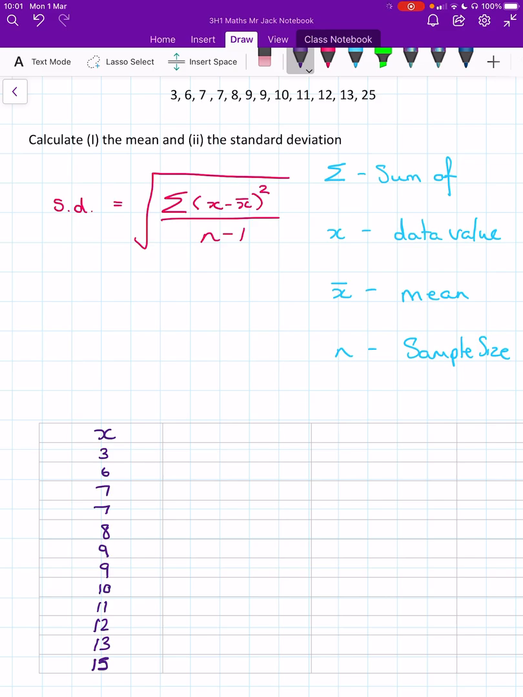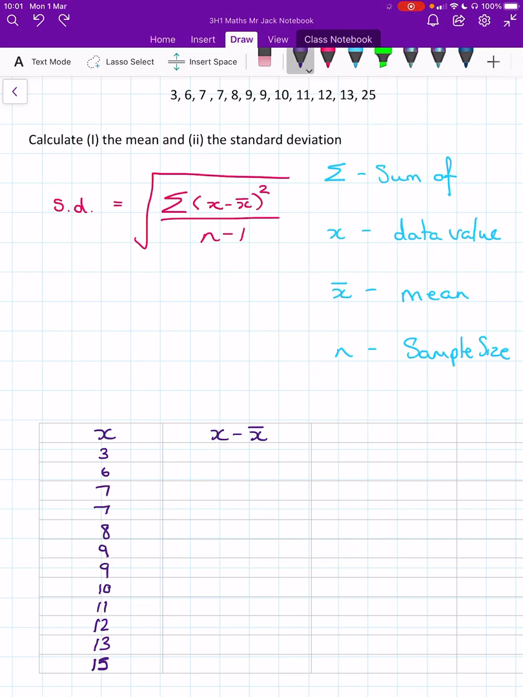The next column, we're going to do x minus x bar. I actually think I put an extra column in this table that I don't even need. Before we can do x minus x bar, that's this bit inside the bracket, we need to work out the mean.